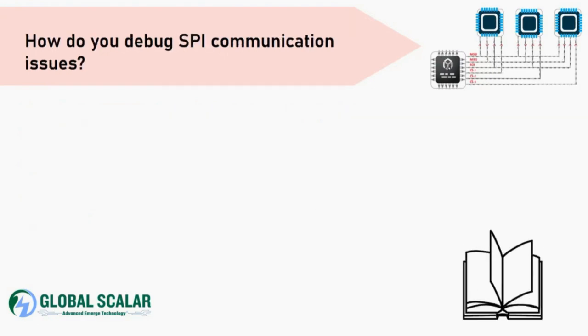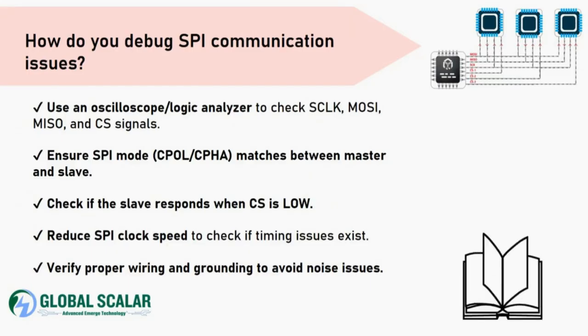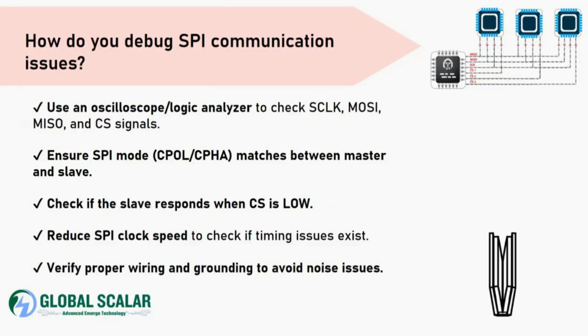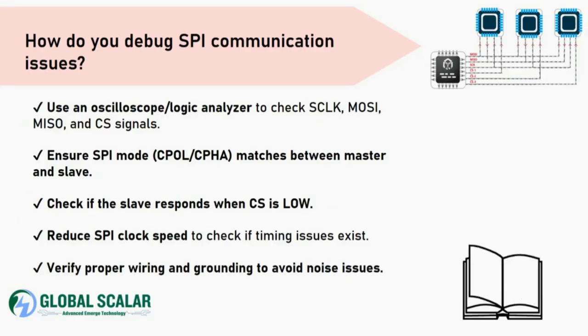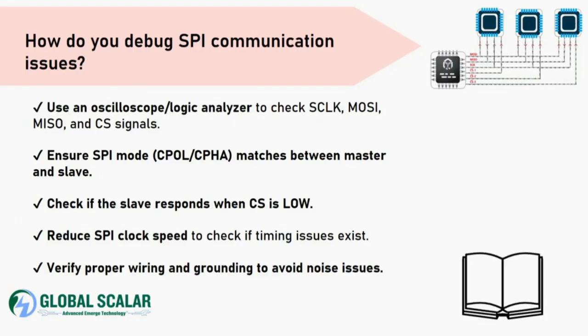How do you debug SPI communication issues? Use an oscilloscope or logic analyzer to check the clock and slave signals, how the data is transmitting, and the SPI modes between the master and slaves. Check whether the slave responds whenever we are selecting the chip, reduce the SPI clock speed to check for timing issues, and verify proper wiring and grounding to avoid noise issues, because hardware adds complexity to the communication between the devices.